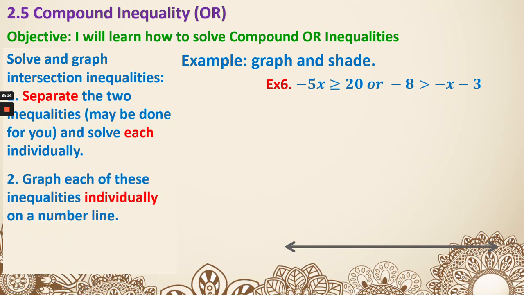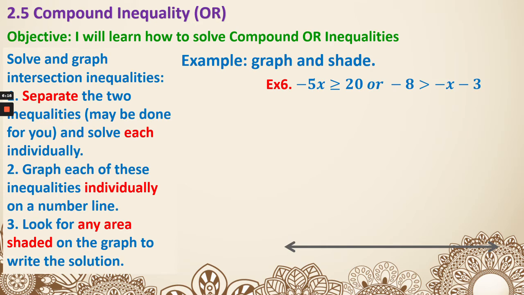Number 6, the steps are the same. However, this time be careful with the negative sign. So first we're going to divide both sides by -5. That's gone, but we need to flip the sign because we did just divide both sides by a negative number. So it's less than or equal to -4.